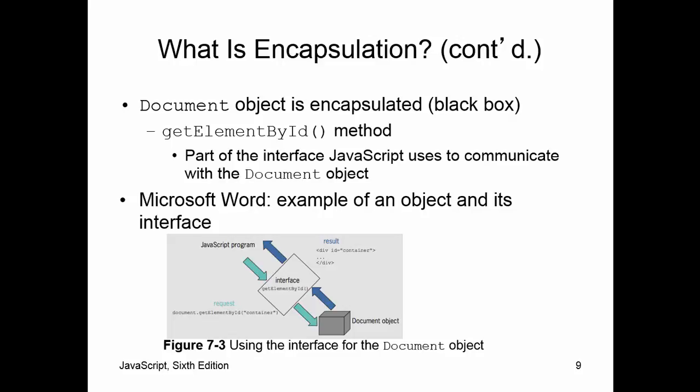Well, as it says, the document object is another thing that is actually encapsulated, or put into what we'd call a black box. All right? And we'll talk about the getElementById method, etc. in a little bit.